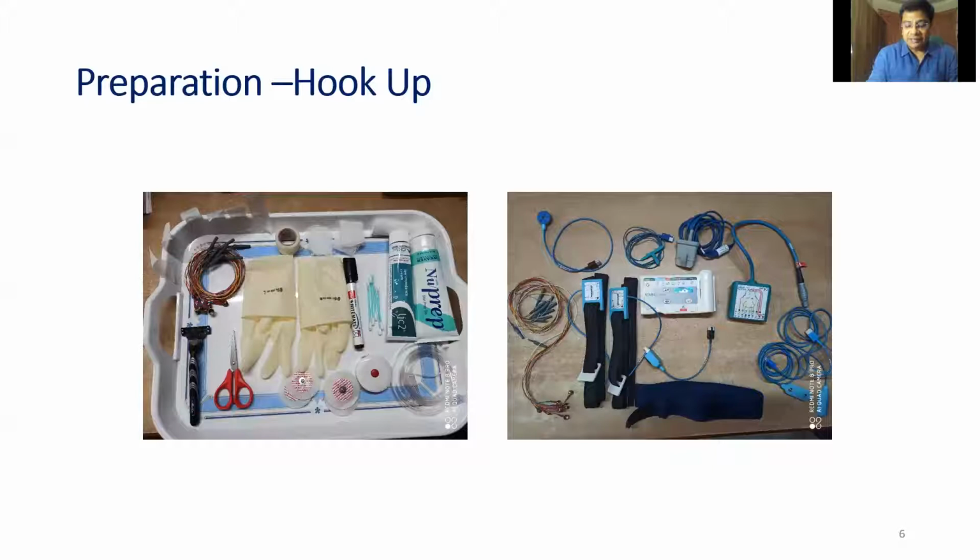Before the patient arrives, we need to prepare for the hookup, and we need to prepare a tray which will have the EEG electrodes. Then we have to have a razor, a scissor, a pen marker, tubes, earbuds, inchy tape, and gloves, and we also need to be ready with the tapes, so that there is no time wasted when we are doing the patient hookup.